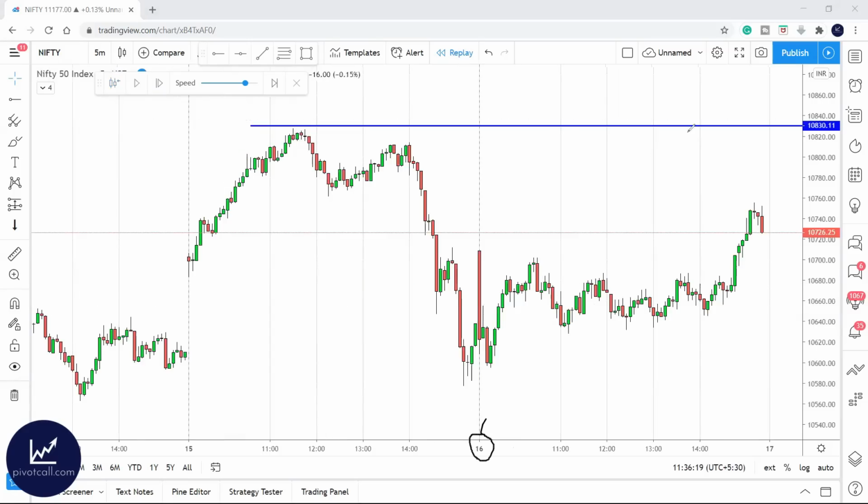Price did not reach that supply zone. What I told you in the first video is that if price doesn't reach that supply or demand zone, then you should not take the trade. So on the 16th, if you are a supply and demand trader, you would not have taken any trade because price did not reach that level, right? Now let us see what happened on the 17th.